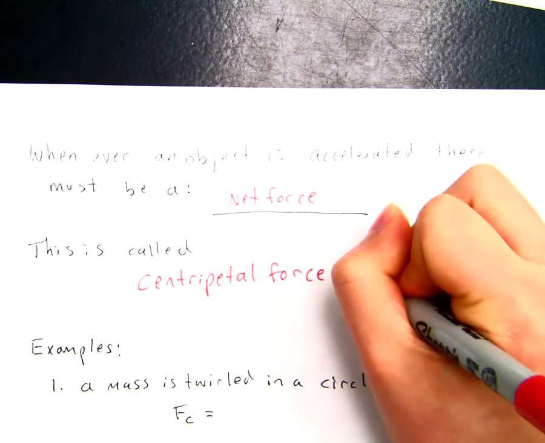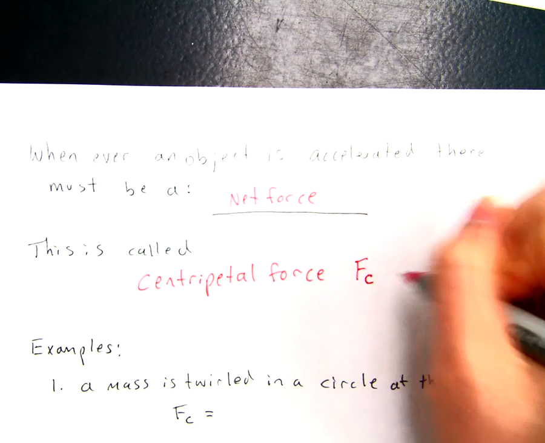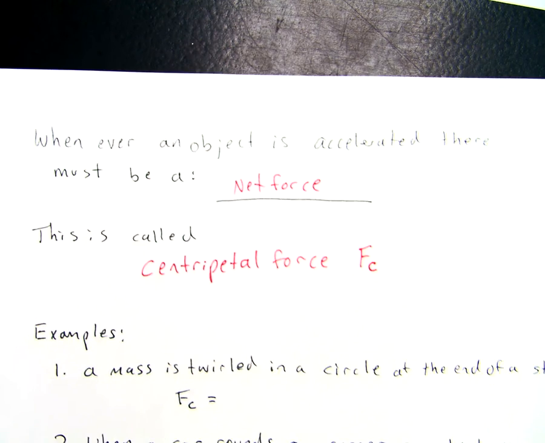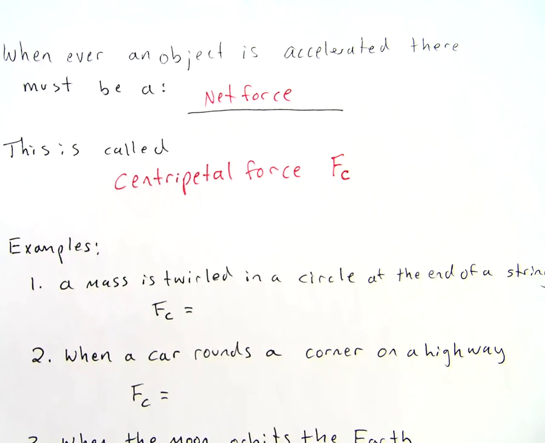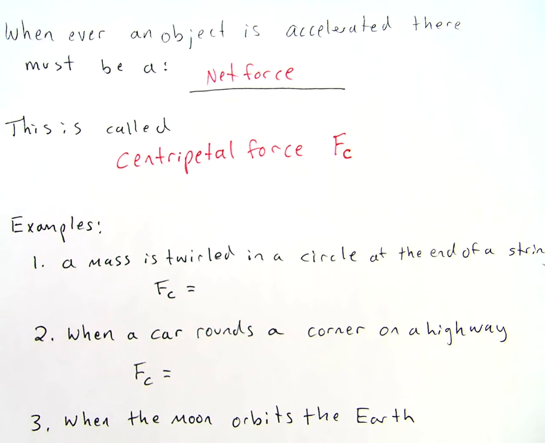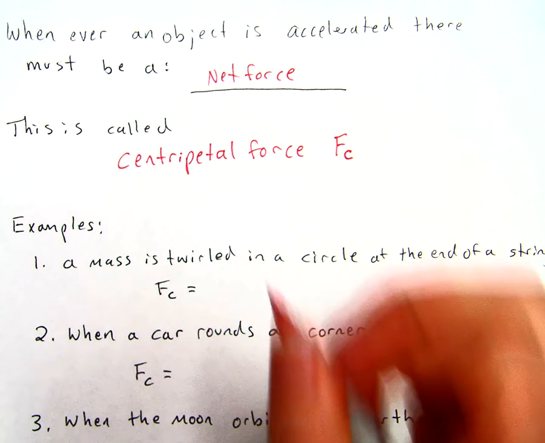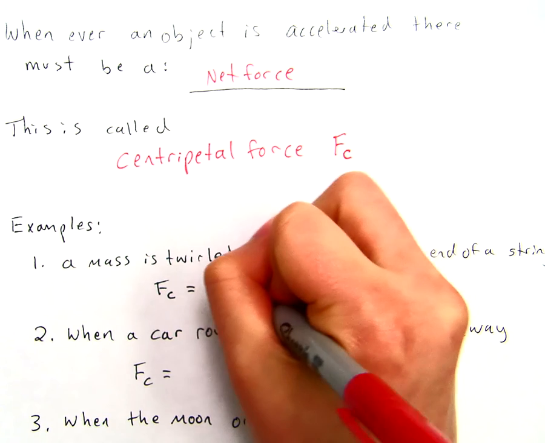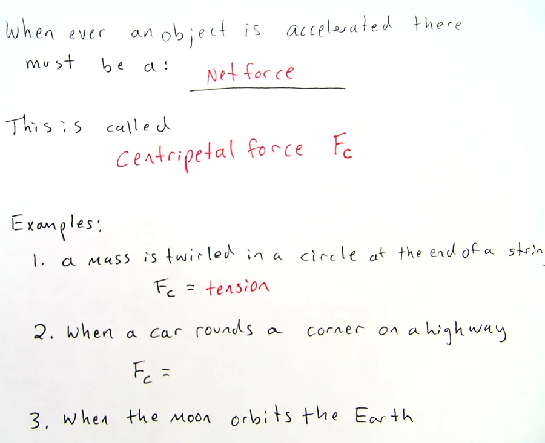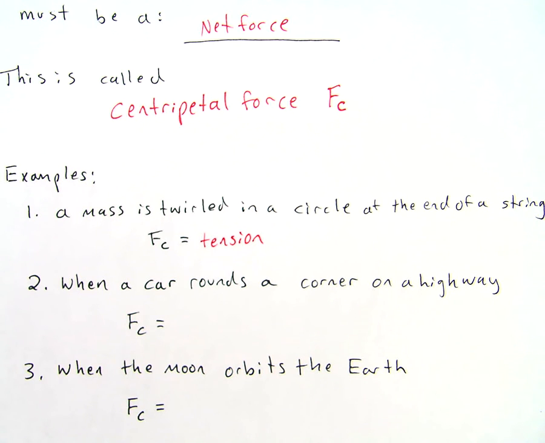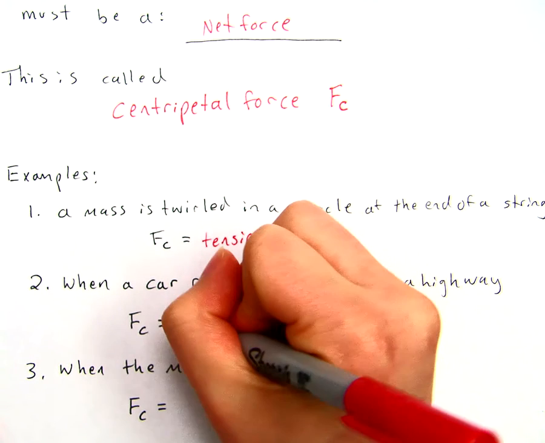And we abbreviate this as F with a subscript of C. Now, this was not on our original list of forces that we talked about at the beginning of this unit. So here are a couple of examples where our centripetal force can come into play. If a mass is twirled in a circle at the end of a string, the acting centripetal force is just tension. If a car is rounding a corner on a highway, what is actually keeping that car on the road is friction.